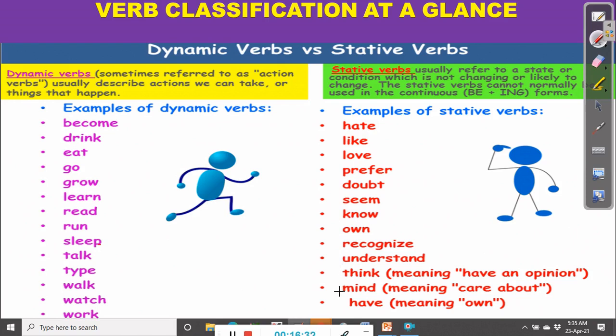opinion, mind, have, meaning to own. Of course, you can use have with a different meaning, but when it means to own or to possess something, it is used as a stative verb. So we have verbs that can be dynamic, and we have verbs that are essentially stative. So we are going to look at this in greater detail.